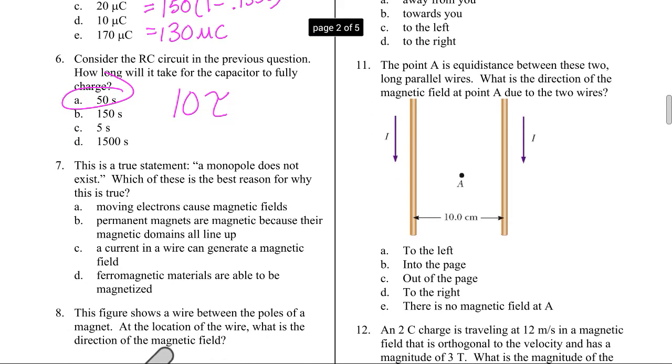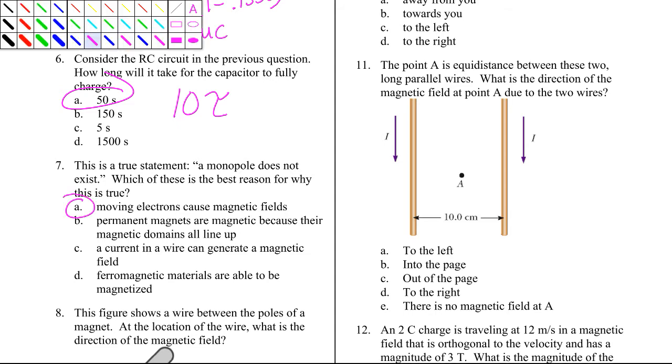This is a true statement. A monopole does not exist. Which of these is the best reason for why this is true? Moving electrons cause magnetic fields.